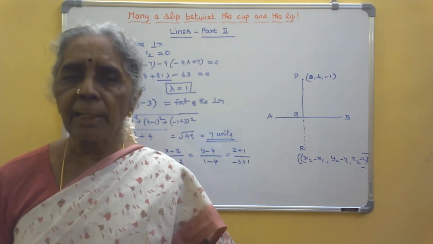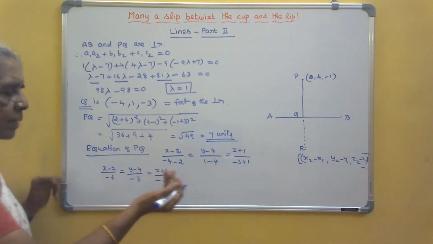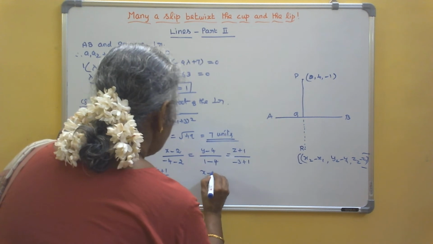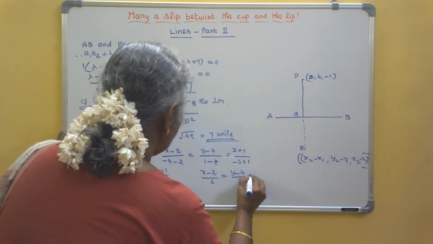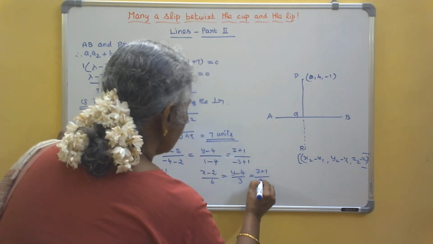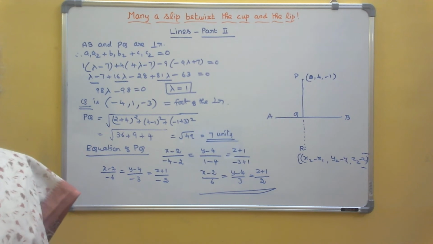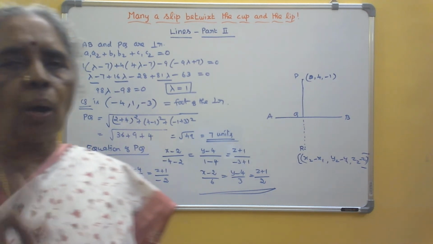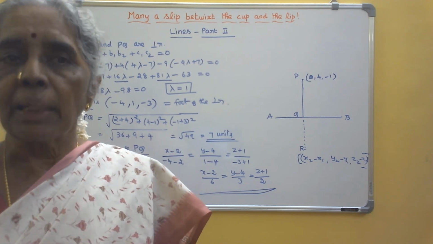Actually, the direction ratios or proportional numbers, everything has a minus. So I can write it as (x minus 2) by 6 is equal to (y minus 4) by 3 is equal to (z plus 1) by 2. Okay, so this is the equation of the line PQ. So we have found now three parts. Only we have to find the image.